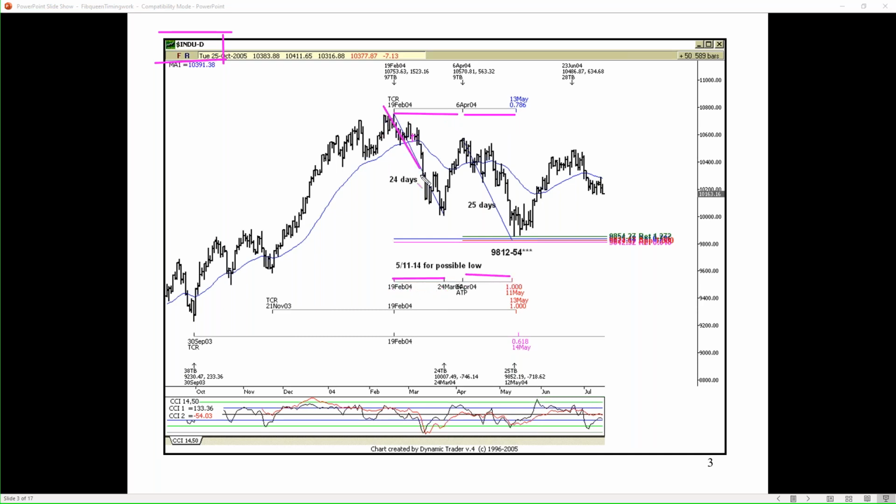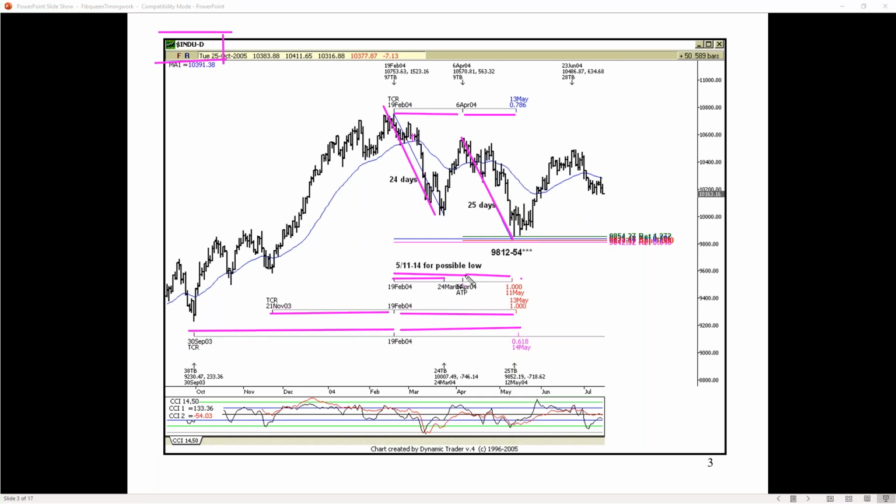This is time symmetry. We had a decline of 24 trading days, and I projected that from the second high to look for the next time for a possible low. That came in on the 11th. Then I also had a low to low cycle, 100%, that came in on the 13th. And then I also had a low to high cycle, 618, that came in on May 14th. So I basically had the dates between the 11th through the 14th for a possible low when the market was trading straight down. And it was also a beautiful two-step pattern.